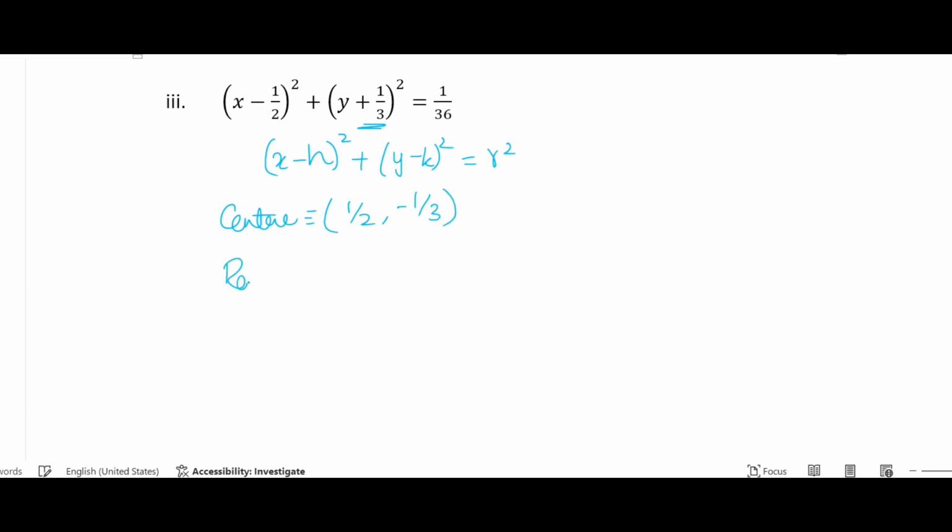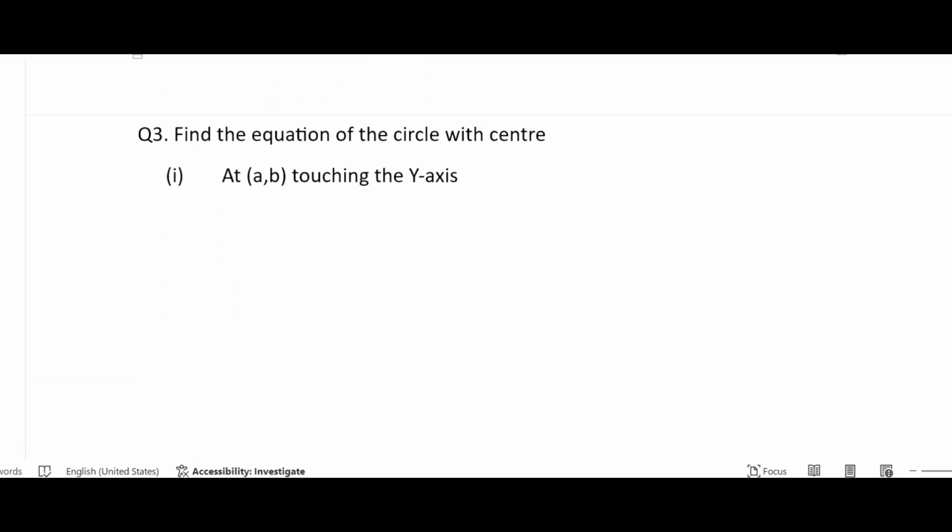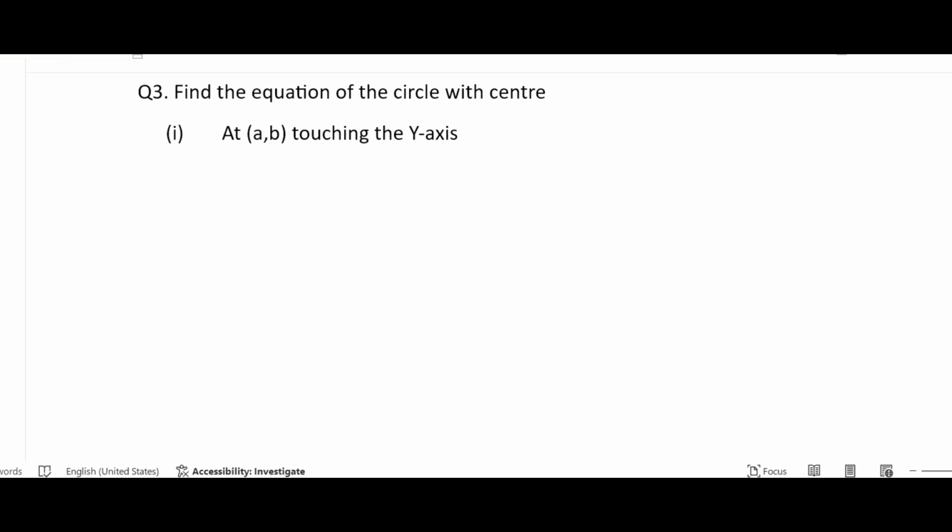Moving on to your radius. Radius is under root 1 by 36, which is equal to 1 by 6. No minus 6 again because radius is a length and length is not negative. Done with question number 2. Let's move on to question number 3.